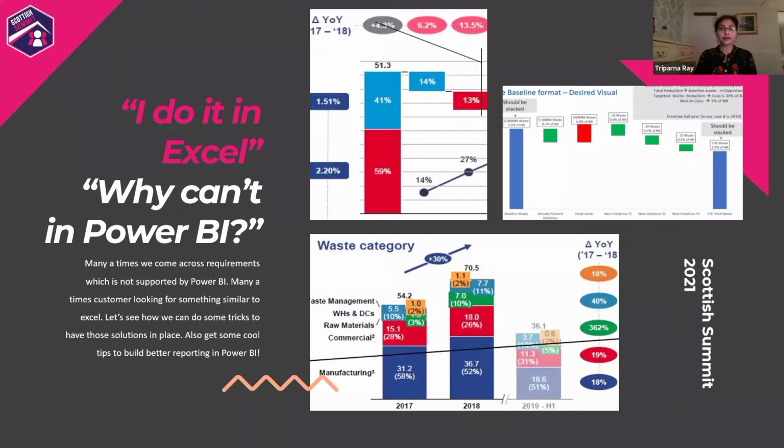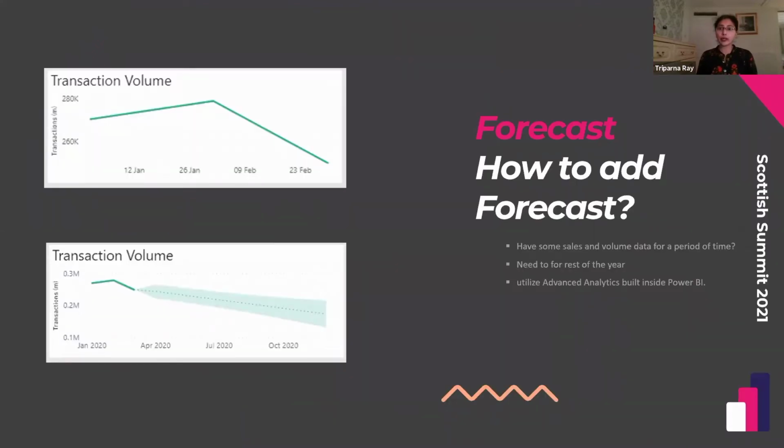First, I will be talking about the forecast, how to add a forecast. For example, we have a very common simple data set for sales or volume shown over a period of time, and the company wants to see what the projection or forecast will be till the end of this year. You can see on the screen the transaction volume from January to March. In March, it started showing a dip due to the pandemic, and they would like to see how it will fare if it continues like this till the end of 2020.